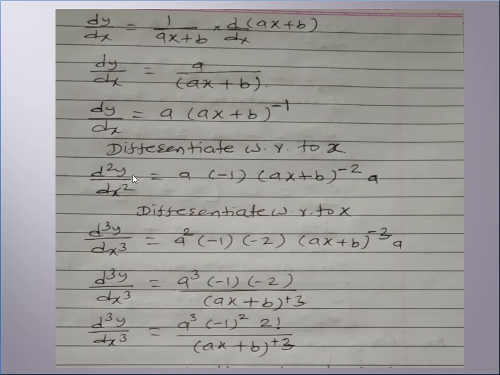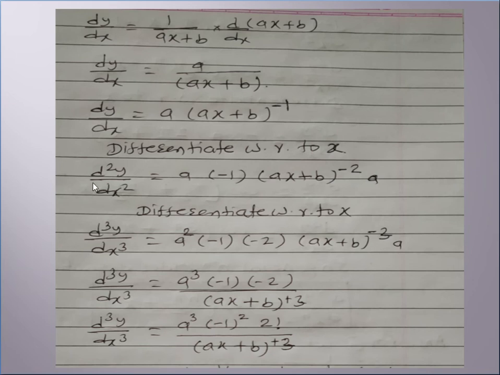Therefore, the derivative of dy upon dx is d square y upon dx square equal to a into the derivative of (ax + b) raised to minus 1, which is minus 1 into (ax + b) raised to minus 2 into the derivative of ax + b, which is a. Therefore, we get here d square y upon dx square equal to a square into minus 1 into (ax + b) raised to minus 2.